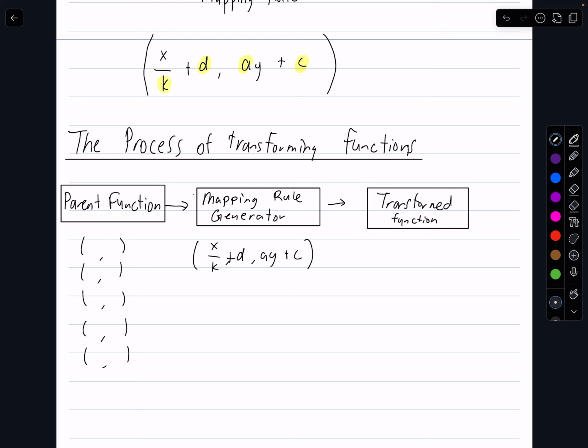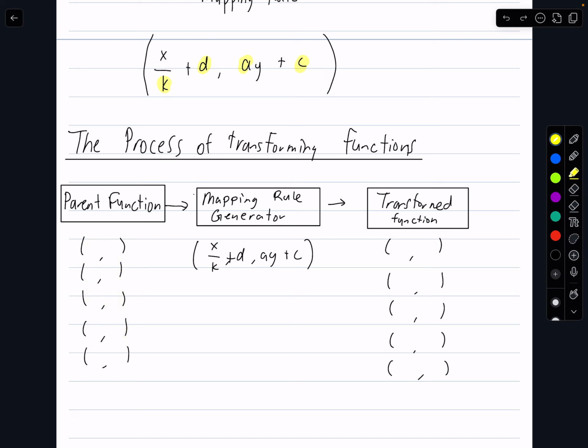The mapping rule generator is used to find this transform function. And this transform function is just going to be 5 new points. So we plugged in 5 points at the beginning from the parent function. We plugged these 5 points into the mapping rule and it spits out these new 5 points. That's essentially what we're doing.